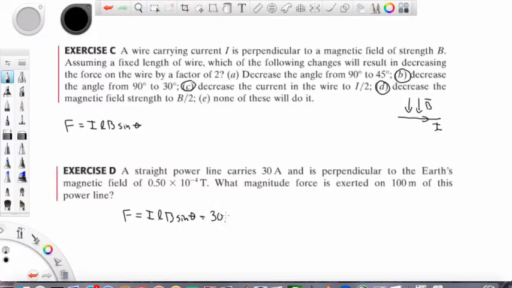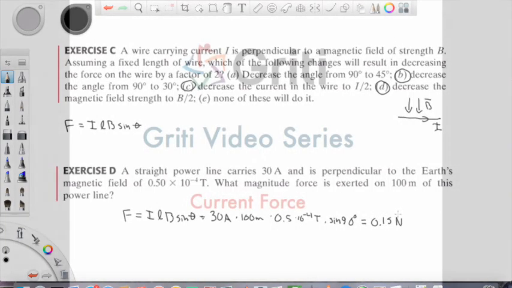and I is 30 amps, length is 100 meters, magnetic field strength is that of the typical value of Earth, 0.5 times 10 to the minus 4 Tesla, and sine of the angle between the two, which is 90, so that's sine 90, which is the same as 1. So this turns out to be 0.50 newtons, which is not a whole lot on 100 meters of cable or conductor. So it's not going to cause any structural trouble.